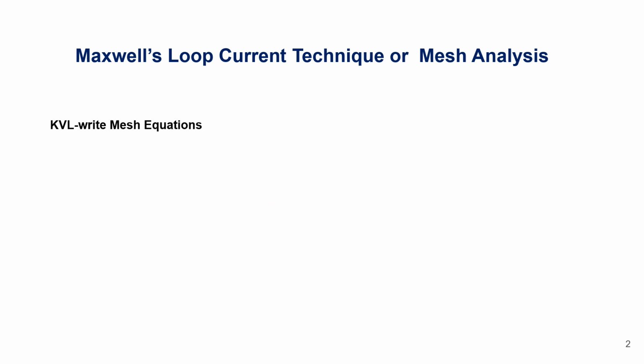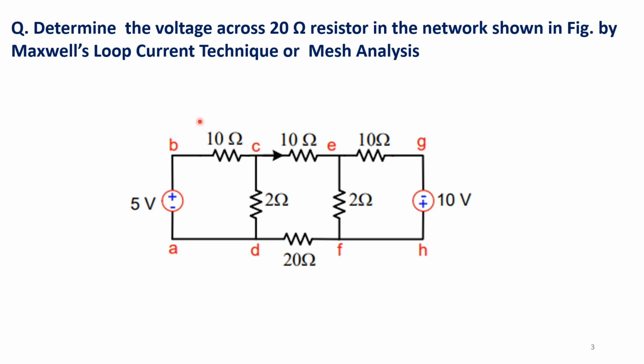So I have taken one example problem. They have given a circuit having a voltage source of 5 volt, and the branch resistors 10 ohm, 10 ohm, 10 ohm, 2 ohm, parallel resistor 2 ohm and 20 ohm, and another voltage source at the end, 10 volt. They are asking to determine the voltage across this 20 ohm resistor in the network shown in the figure by Maxwell's loop current method or mesh analysis method.